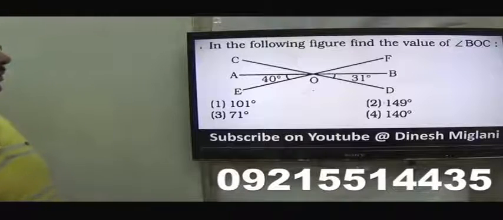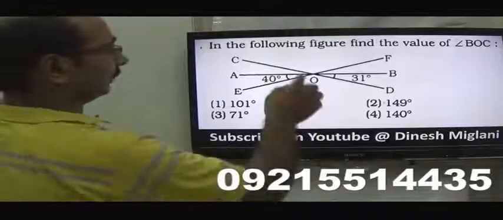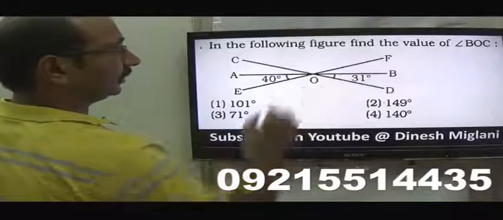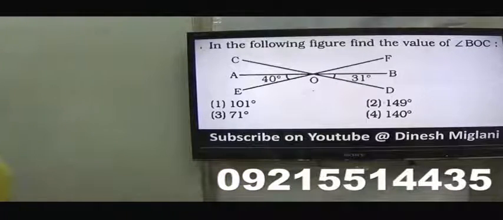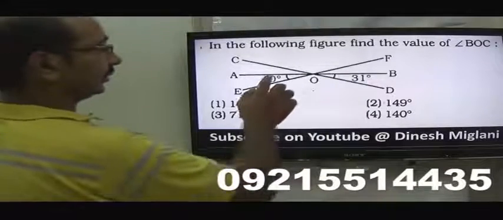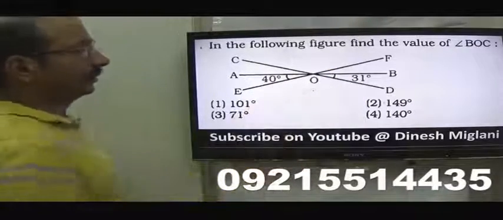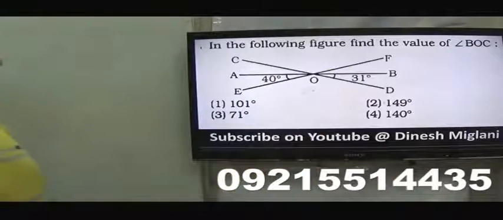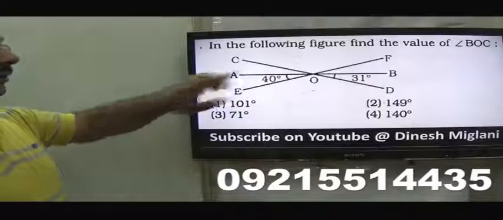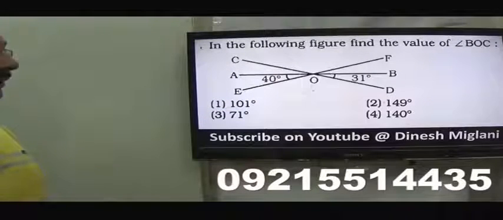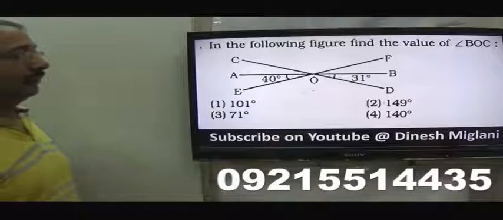Let us have the next question. We have to find angle BOC. It means I have to find this complete angle. Right. Now what can I say? This is 40. This must be 40. This is 31. This must be 31. It means this is 40 plus 31. We can say that is 71. That is 71. Right. Or I have to find angle BOC.